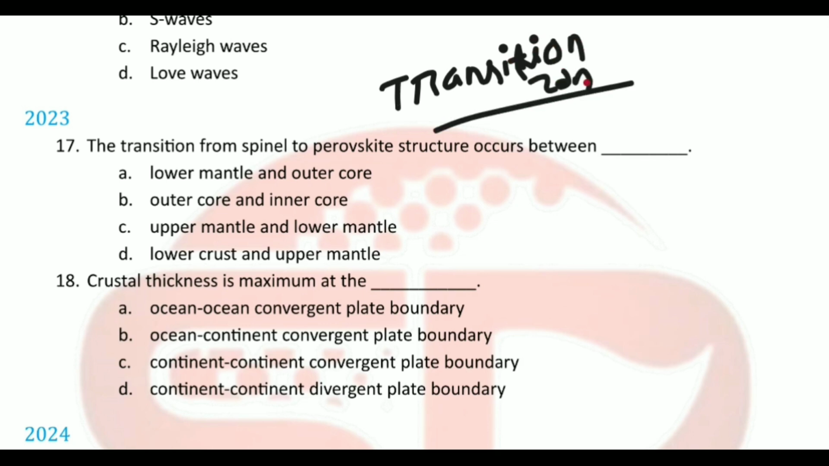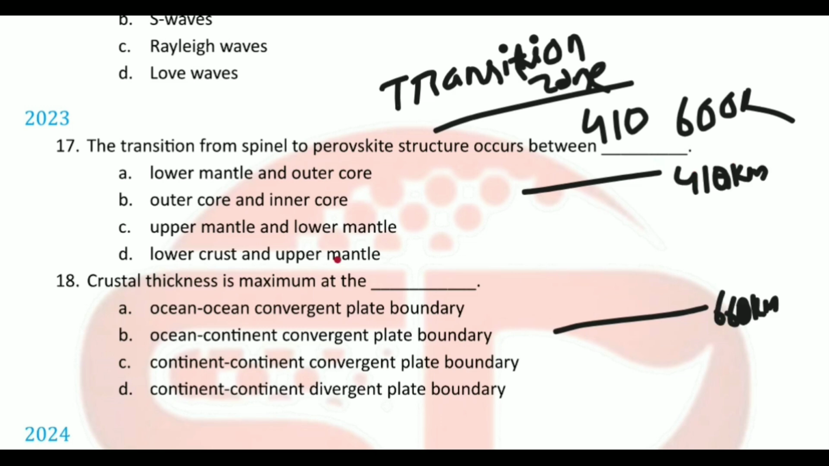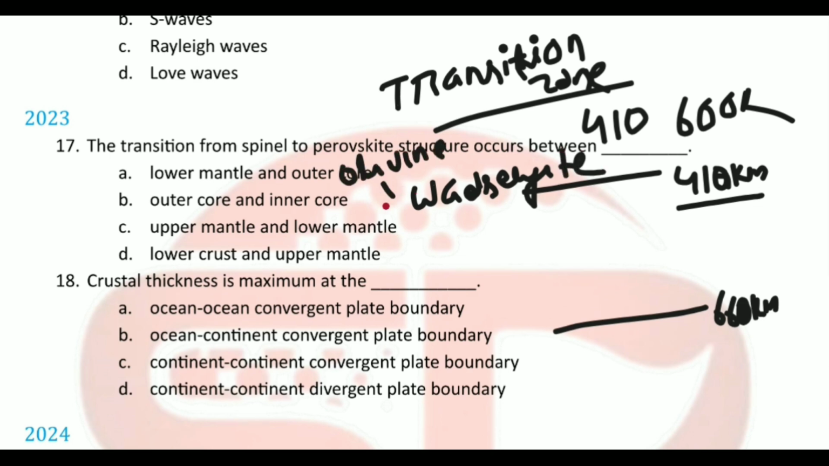The transition zone is from 410 to 660 km depth. At 410 km depth, olivine converts to wadsleyite. Then at 520 km, wadsleyite converts to ringwoodite. Then at 660 km, this ringwoodite converts to perovskite.